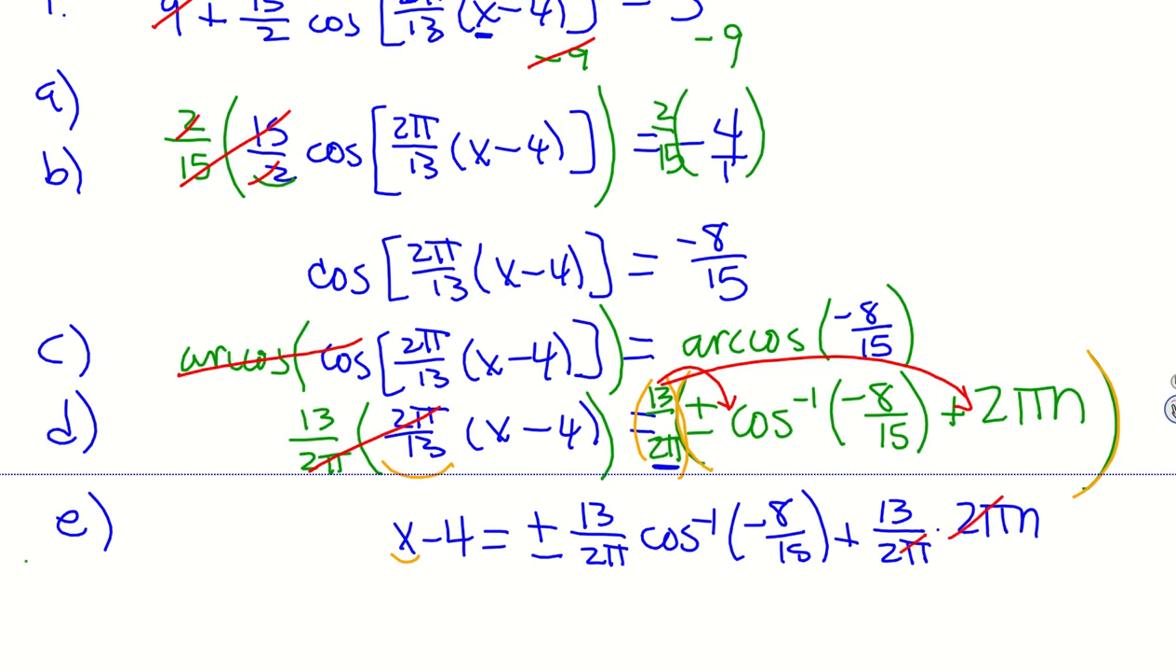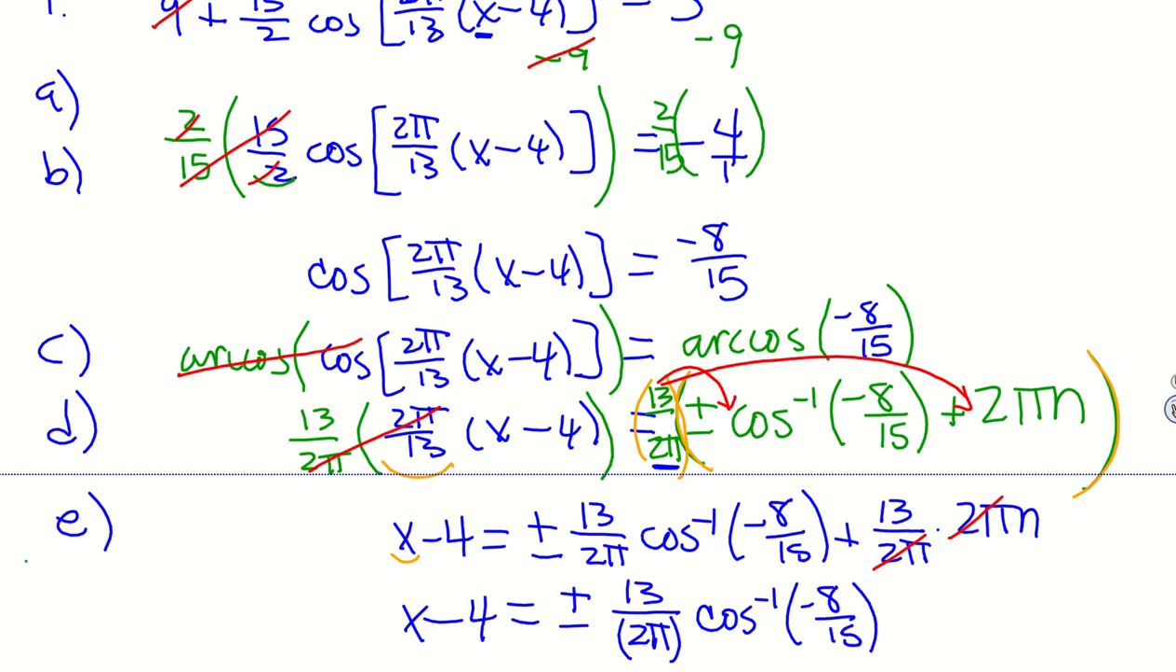And nice things happen there, right? Both the 2 and the pi divide out, leaving me just 13n. So I now have x minus 4 equals plus or minus 13 over 2 pi. At this point I'm going to put parentheses around the 2 pi because I'm dividing my 13 by both the 2 and the pi. It's a group. That's going to become important. That is multiplied by the inverse cosine of negative 8 over 15, and then we're going to add 13n.